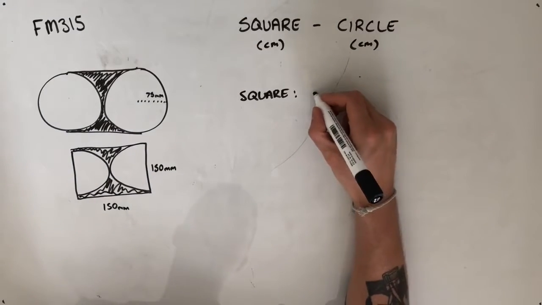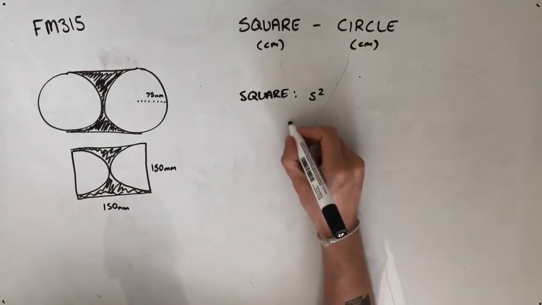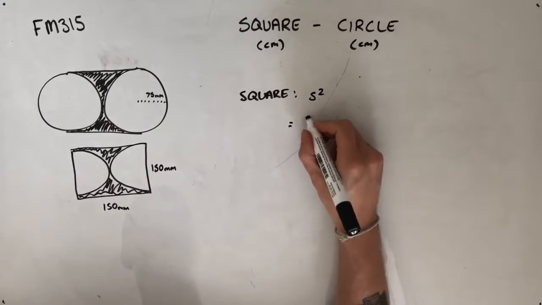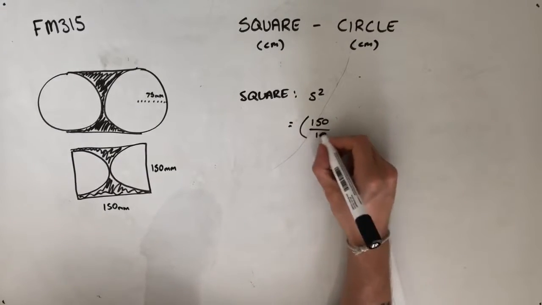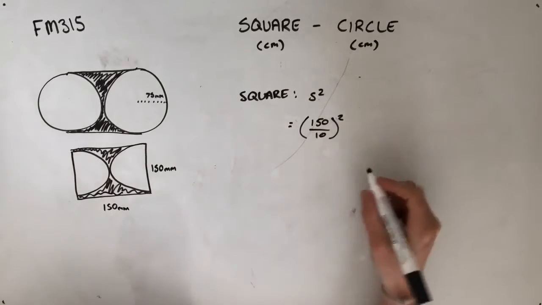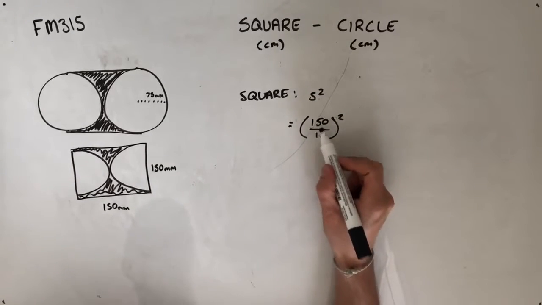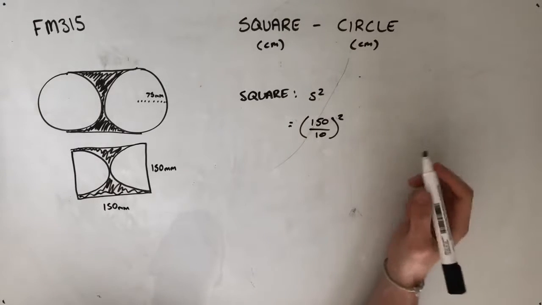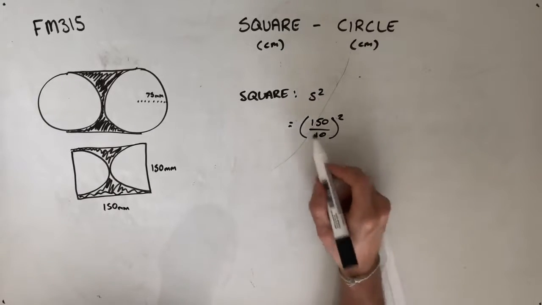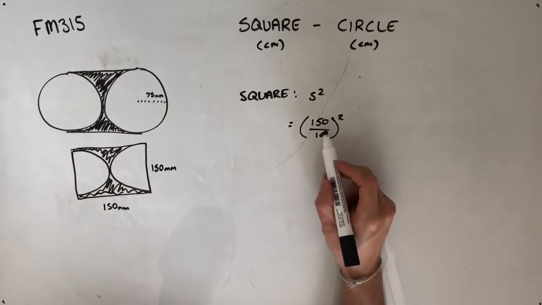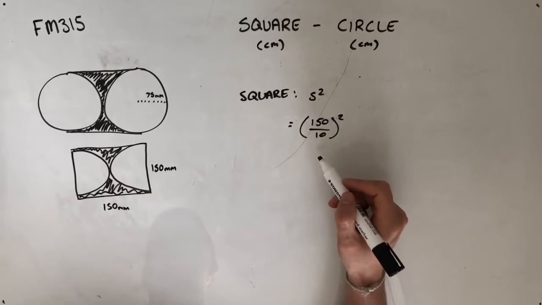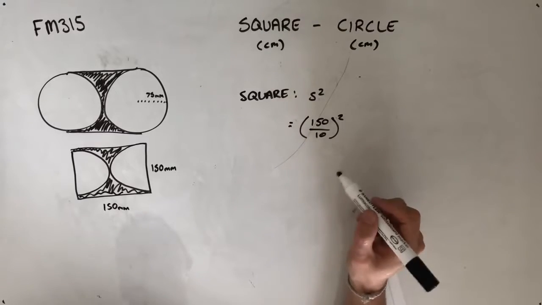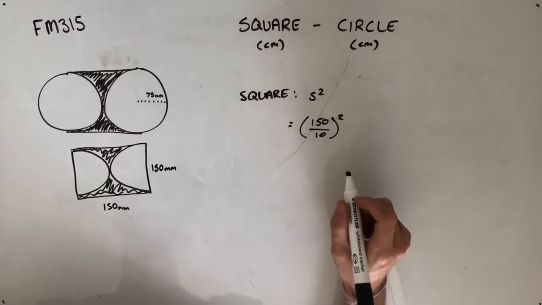Now our area formula for a square is s squared, which is just side length squared. For the side length, we're going to substitute in 150 over 10. The reason we're putting it over 10 is because it's 150 millimeters. Dividing it by 10 converts it into centimeters for us. So 150 over 10 gives us 15 centimeters, but we're going to keep it in this form because this is the form that our potential answer keeps it in.